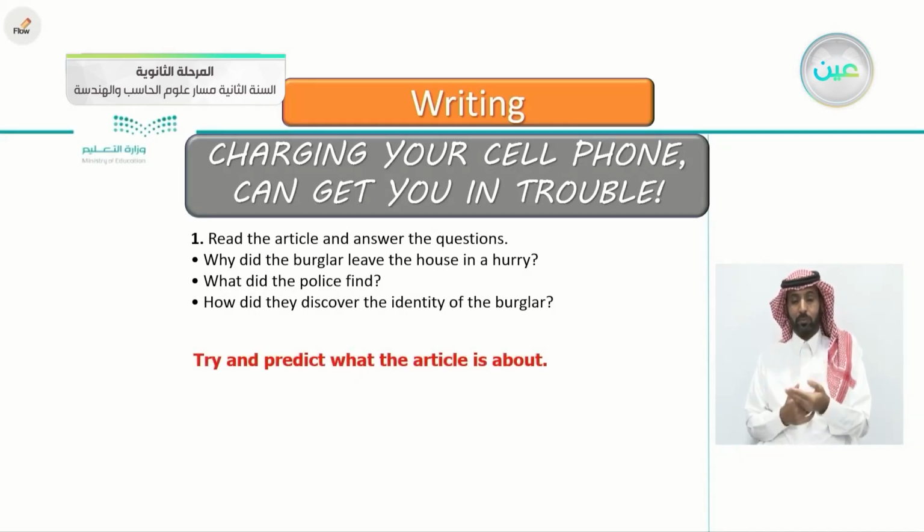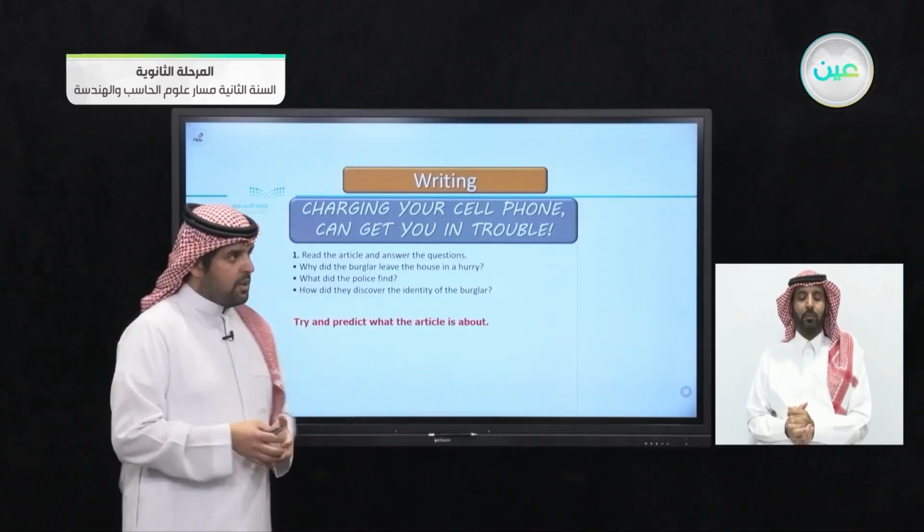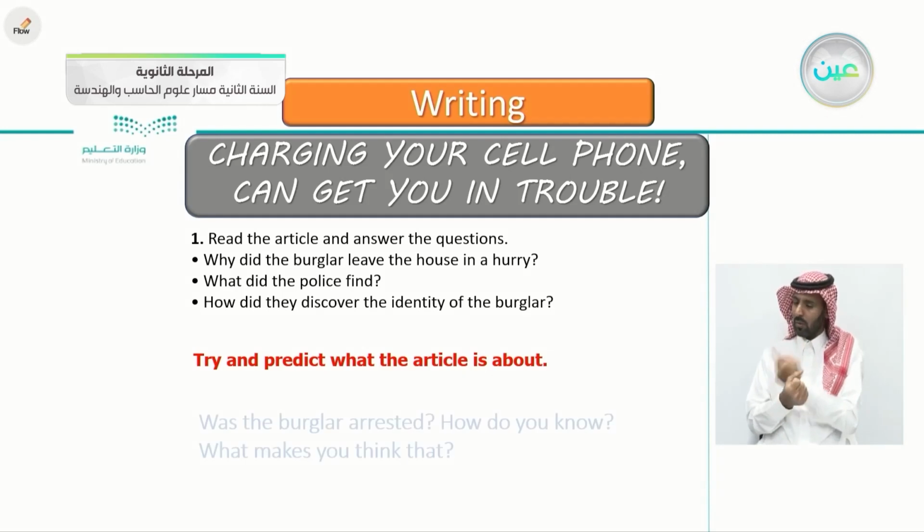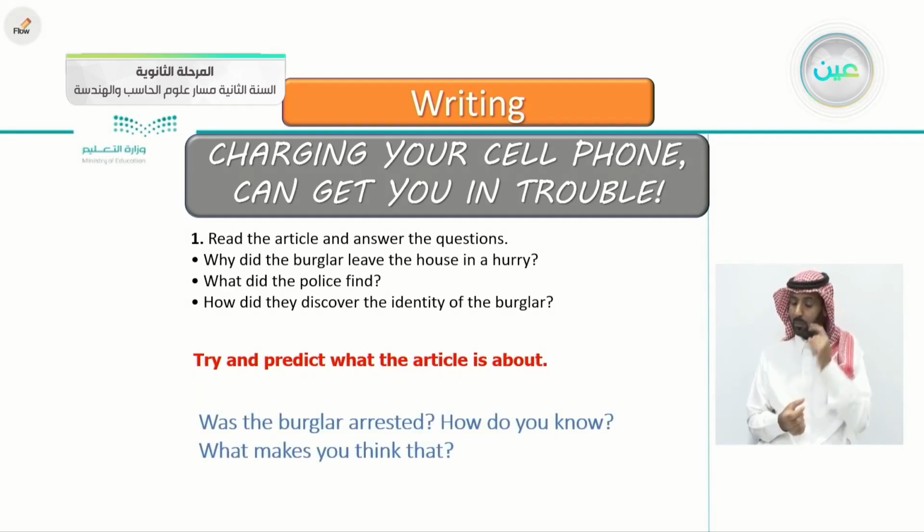So we will try and predict what the article is about. Can you predict from these questions, from the title here, what the article is about? Yes, very good. It's very obvious. It's talking about a burglar who was trying to steal things from someone's house, and the police came, and later they caught him. They discovered who the burglar is. Was the burglar arrested? How do you know? What makes you think that? Yes, of course. We know from the last question that the police discovered the identity of the burglar. As I said before, they discovered his identity.